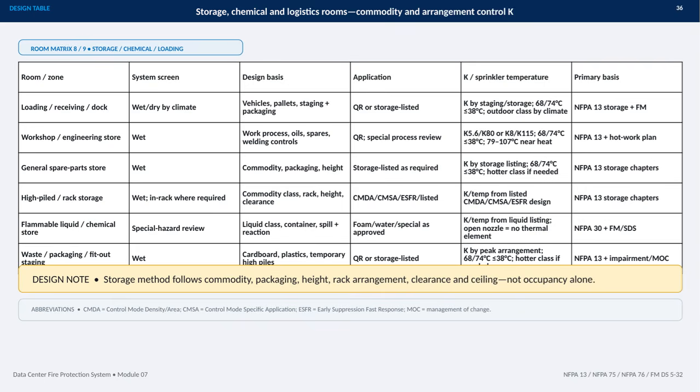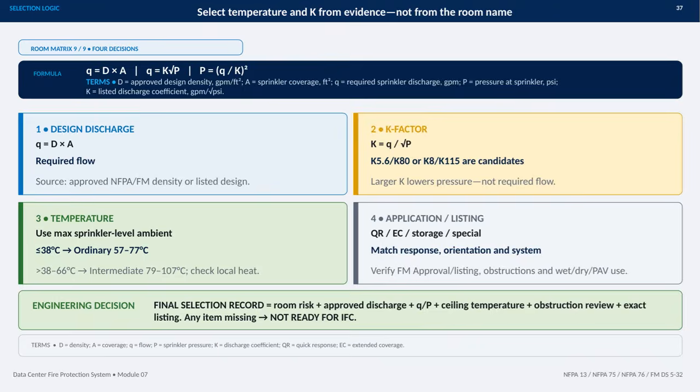Chemical and flammable liquid rooms are treated as special hazards. Their protection depends on liquid classification, container type, spill potential, and chemical reaction, so foam, water, or another approved system may be required. Waste and temporary fit-out storage must also reflect peak pile conditions. Finally, the applicable basis comes from NFPA 13, NFPA 30, NFPA 75, NFPA 76, FM guidance, safety data, and management of change controls. This slide presents the selection logic for choosing sprinkler temperature and K factor.